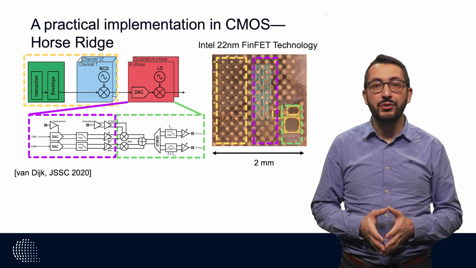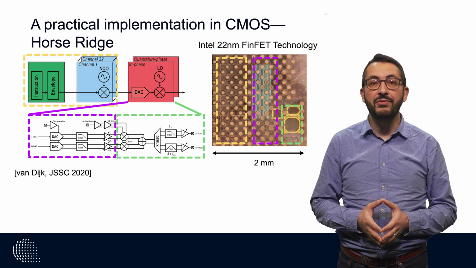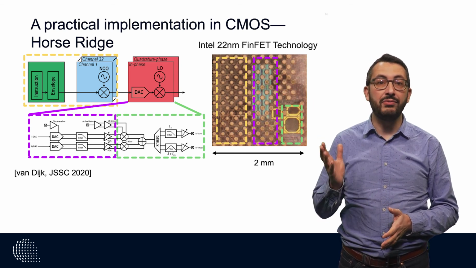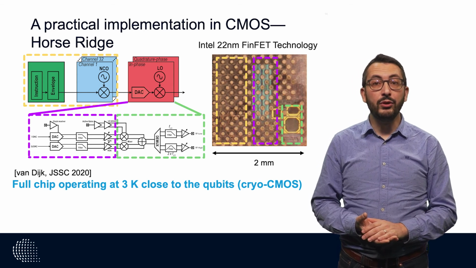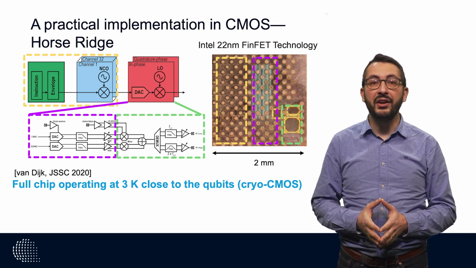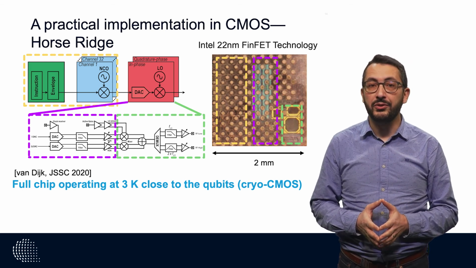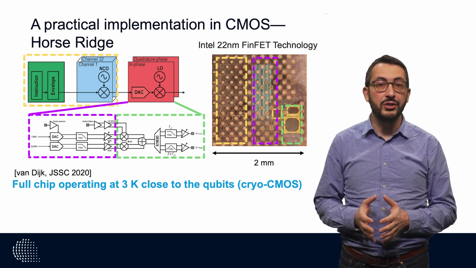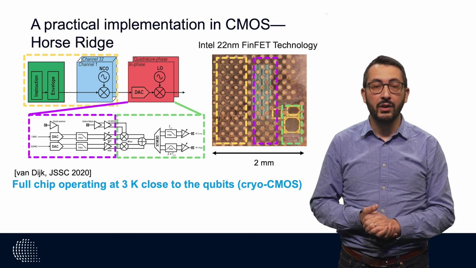The analog RF section is shown here in detail, and the chip has been implemented in Intel 22nm FinFET technology. The micrograph is shown here as well. This full chip was able to operate at 3 Kelvin, very close to the temperature of the cryogenic qubits. We call this technology cryo-CMOS because it's a CMOS technology but operating at a cryogenic temperature.